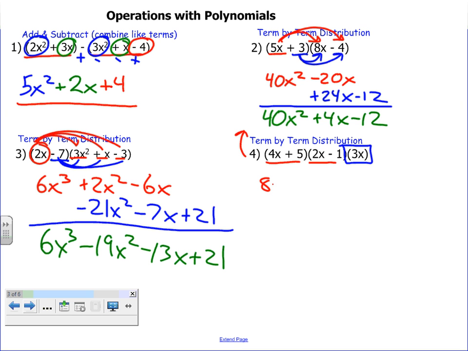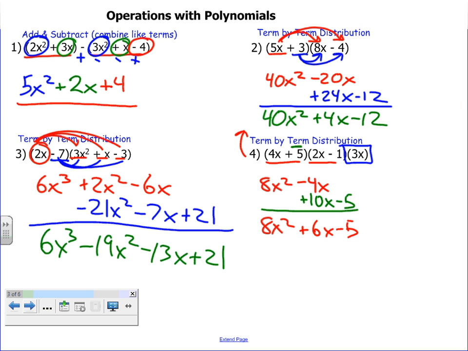So I'm going to have 8x squared minus 4x. So that's the first term. And then I'm going to do the second term, 5. And I'm going to have positive 10x minus 5. And notice I can combine those right away and now have 8x squared, combine my middle terms, and we have that element right there.